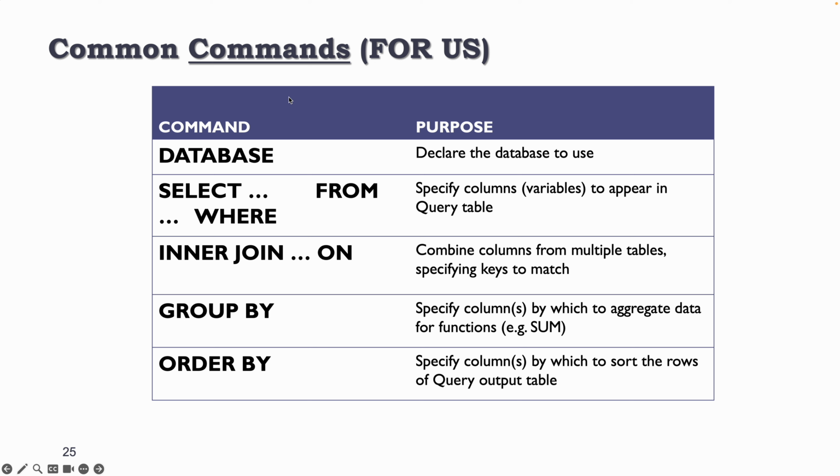Some common commands that we have been using. So this is for us, not United States, simply for us. Because we already specified database UA underscore Dillard's, we did not use this command. But if we did not do that in the beginning, we may have to use this and specify which database we are referring to. And then select from where we have seen all those. We have not seen inner join yet, but we are going to look at one example. And we have seen group by and order by.